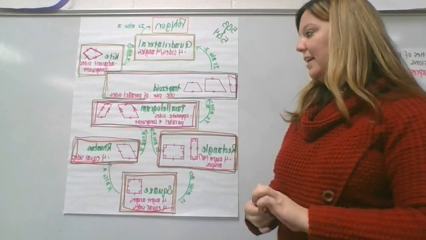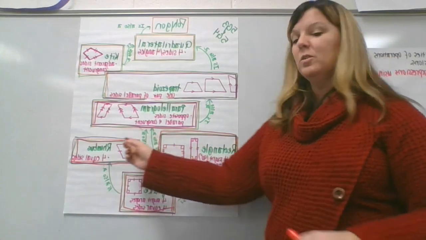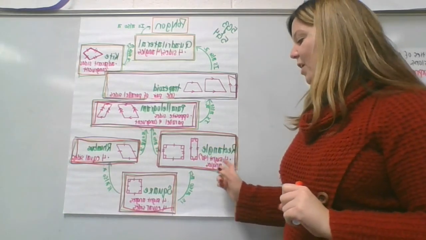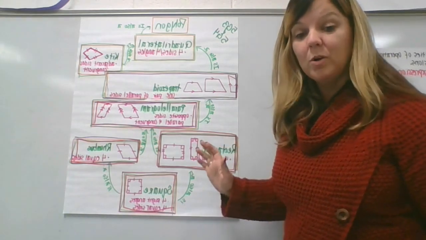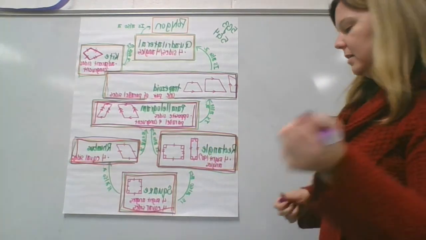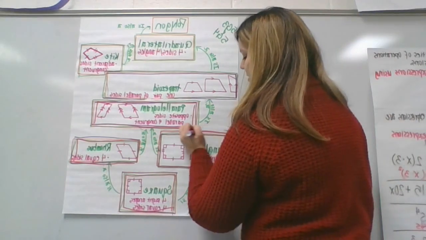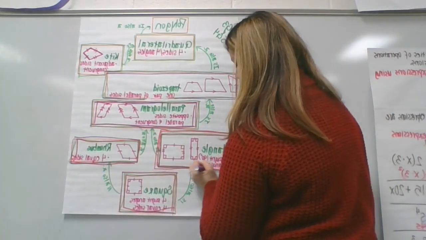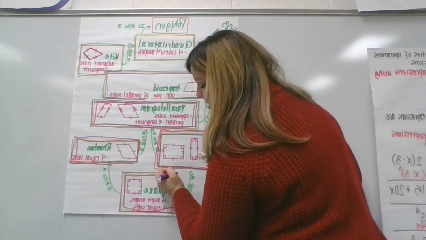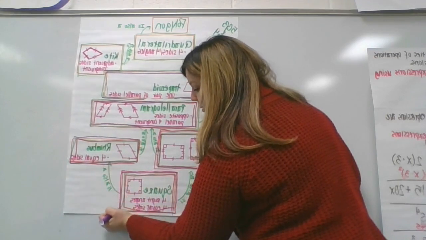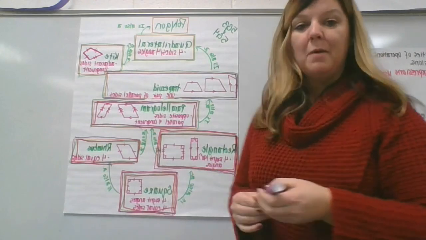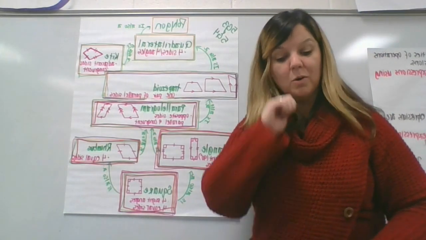Now, when we get to parallelograms, we split into rectangles and rhombuses. Rectangles have four right angles. It has to have four right angles to be a rectangle. So I'm going to use the pink this time to make my rectangle, and I'm going to include the square because squares also have four right angles. Notice the split. I am not including rhombi because they do not have four right angles.